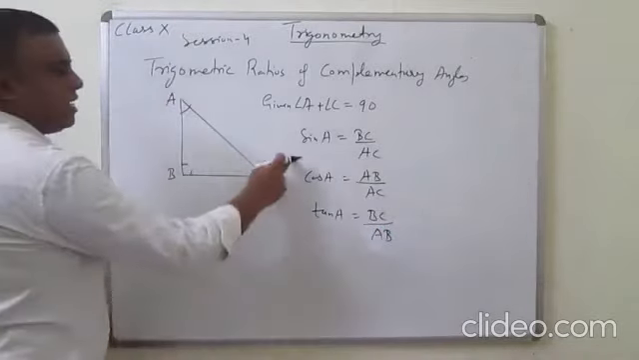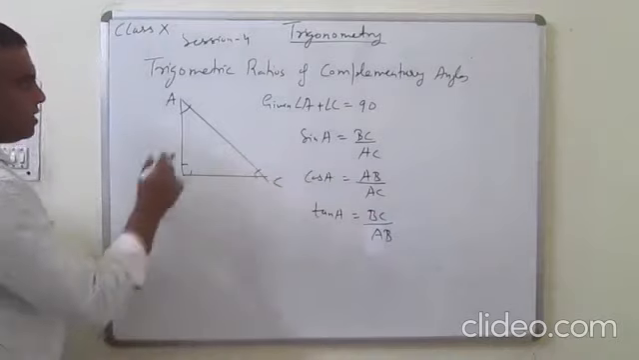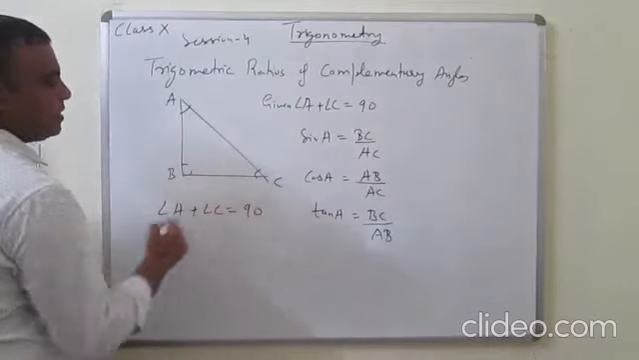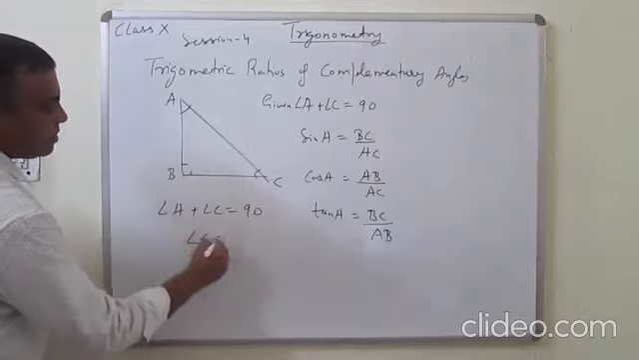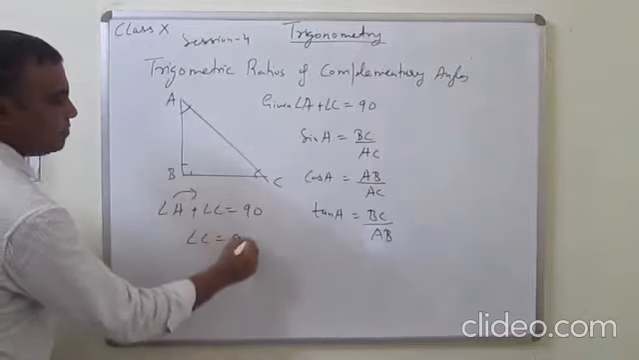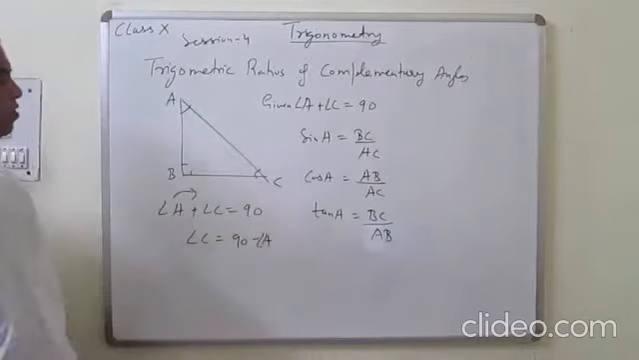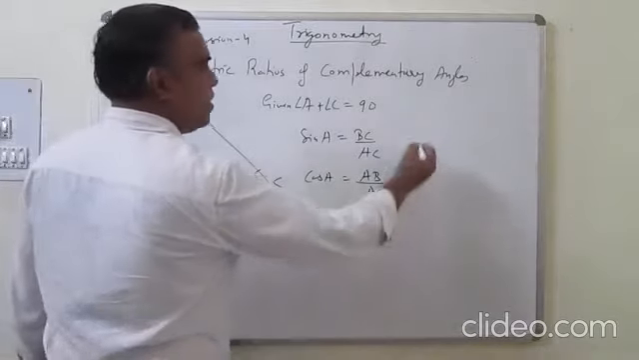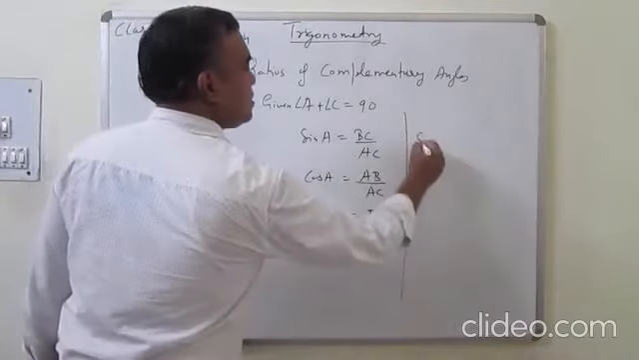So this is sin A, cos A, tan A. We know that angle A plus angle C is equal to 90 degrees. Here angle C is equal to what? A को उधर ले जाएंगे, 90 minus A. Okay. Now I will find the values of sin C.